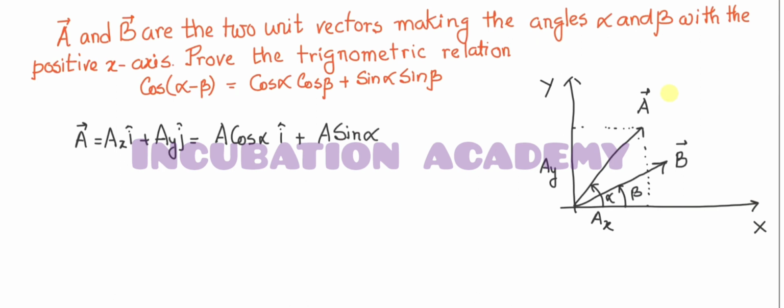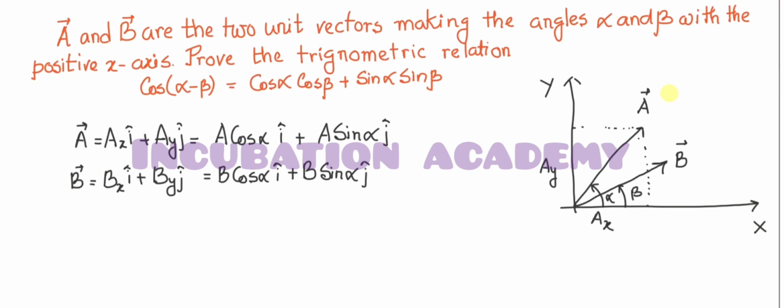a sin alpha j cap. Now if you want to represent the b vector, similarly we can write it in terms of its x component and y component. We can say this is bx i cap plus by j cap. So this will become b cos beta i cap plus b sin beta j cap.